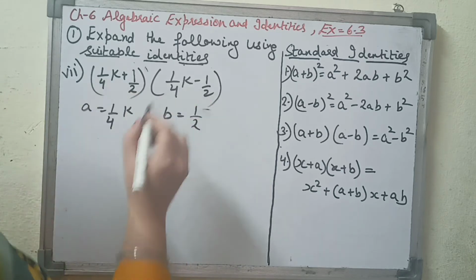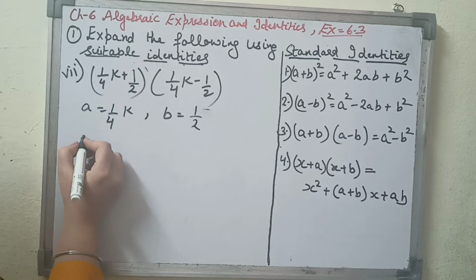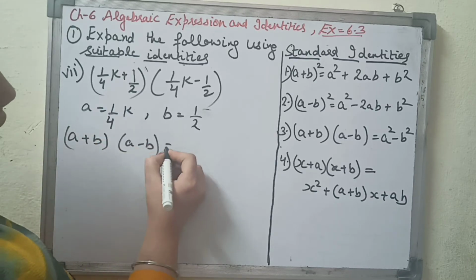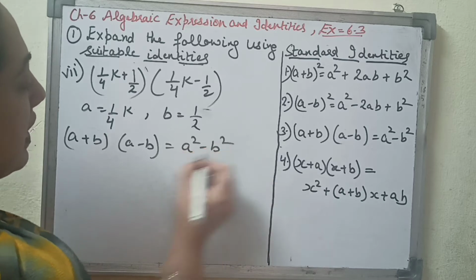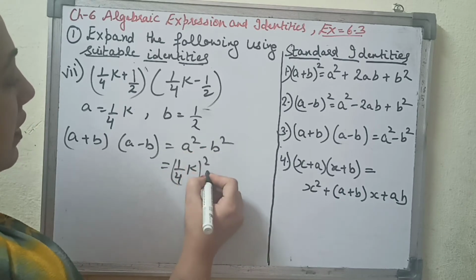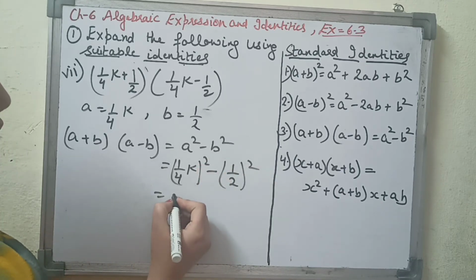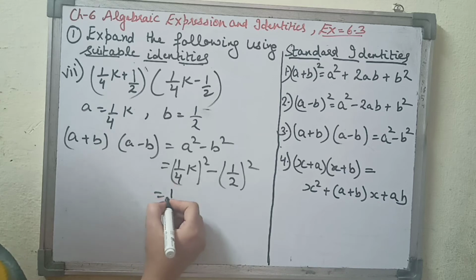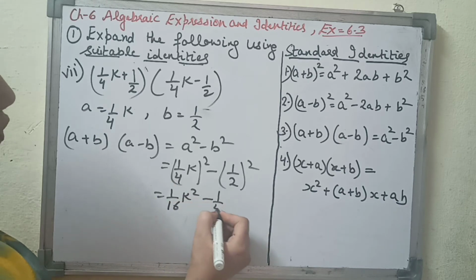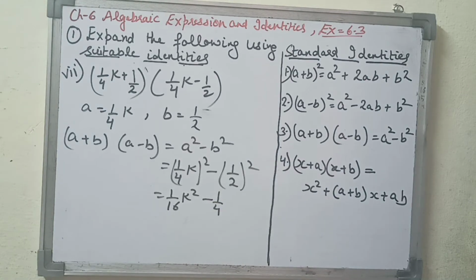Now which identity we are using here? Third one, that is (a plus b)(a minus b). So write down (a plus b)(a minus b), and it is equal to a square minus b square, 1 over 4k whole square minus 1 over 2 whole square. 1 over 4k, it means multiply 1 over 4k two times, we will get 1 over 16 k square, and 1 over 2 into 1 over 2, it is 1 over 4.